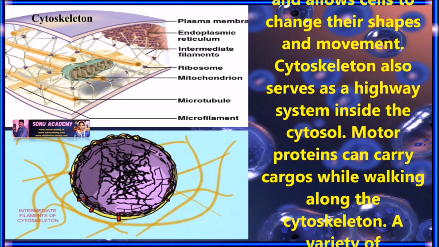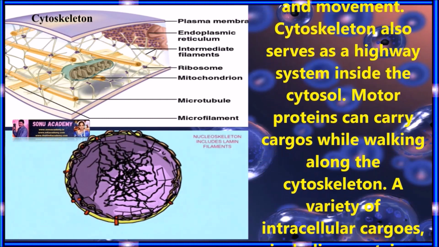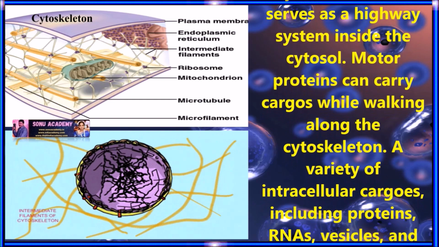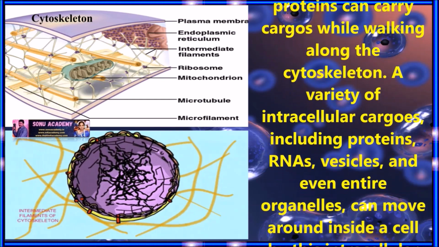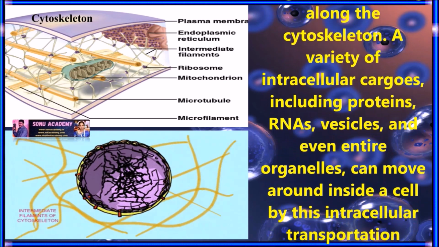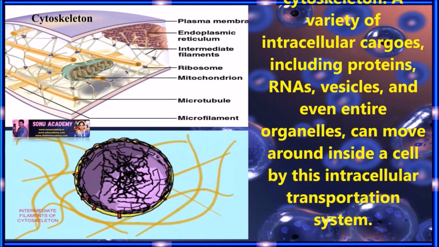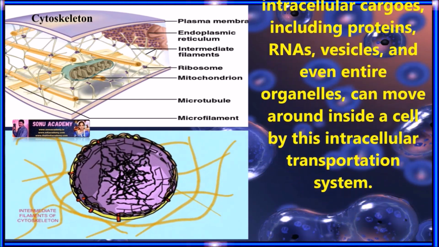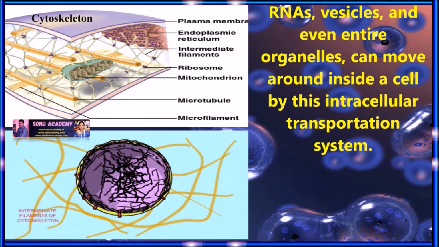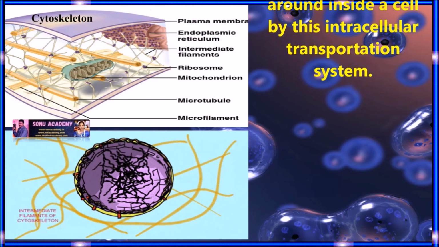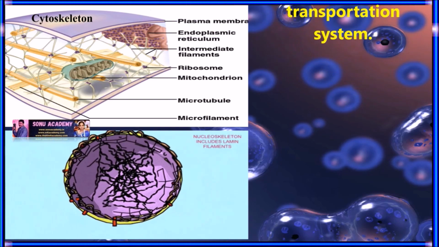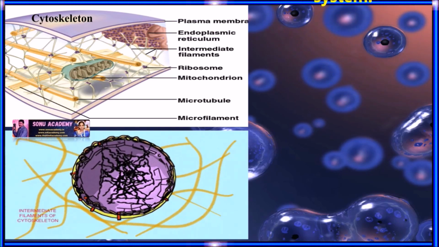it deforms the cells and allows cells to change their shapes and movements. The cytoskeleton also serves as a highway system inside the cytosol. Motor proteins can carry cargoes while walking along the cytoskeleton. A variety of intracellular cargoes, including proteins, RNAs, vesicles, and even entire organelles, can move around inside a cell by this intracellular transportation system.